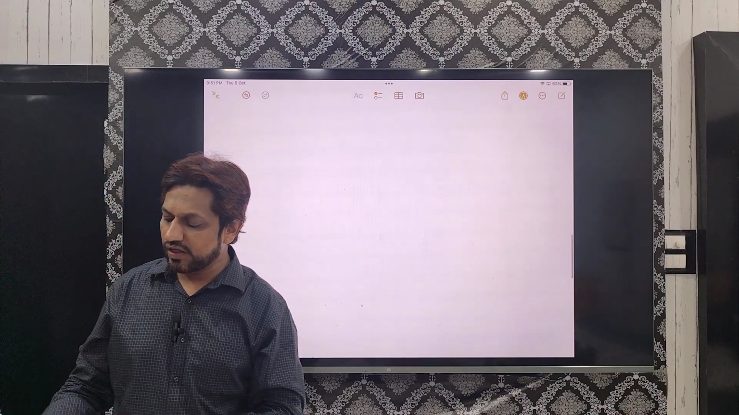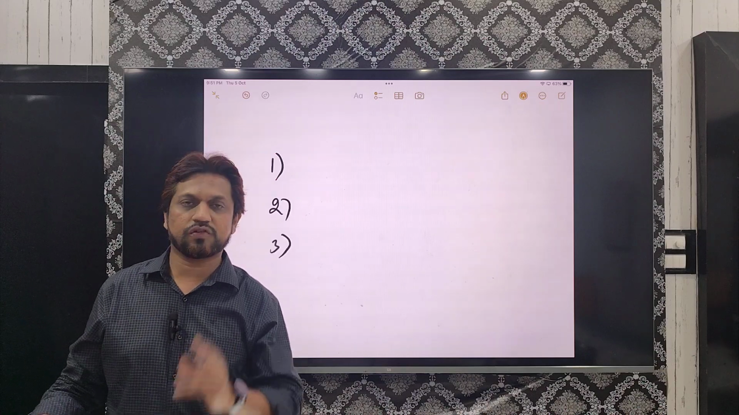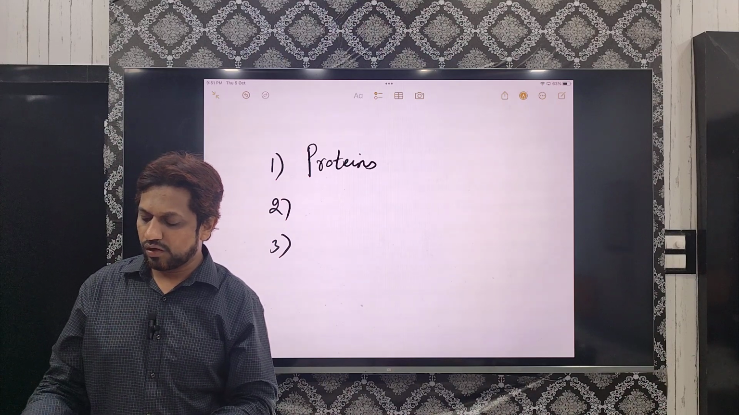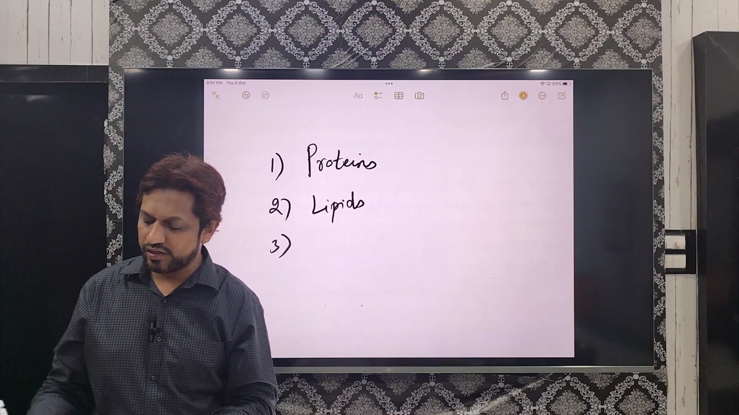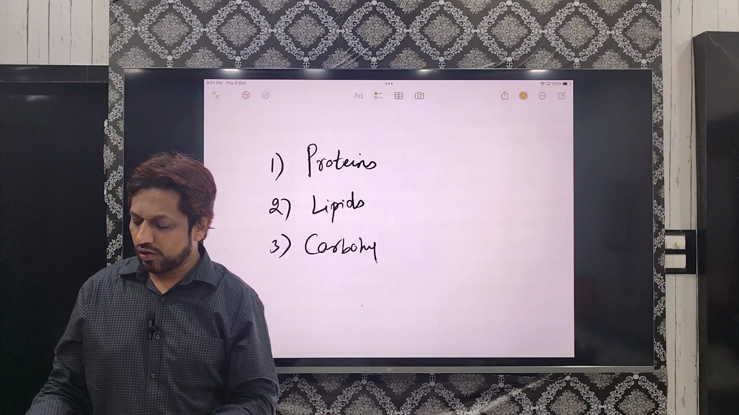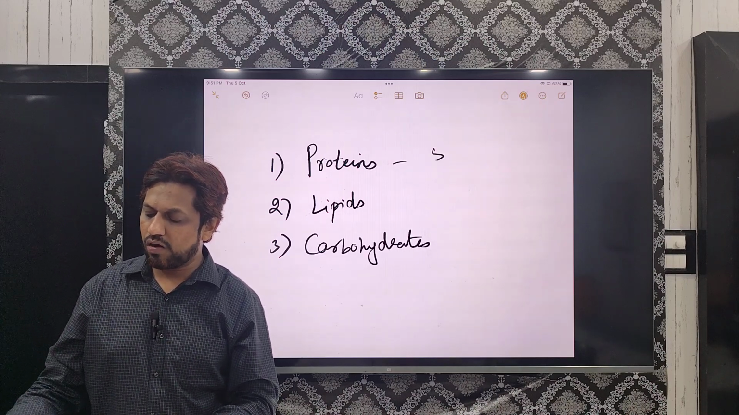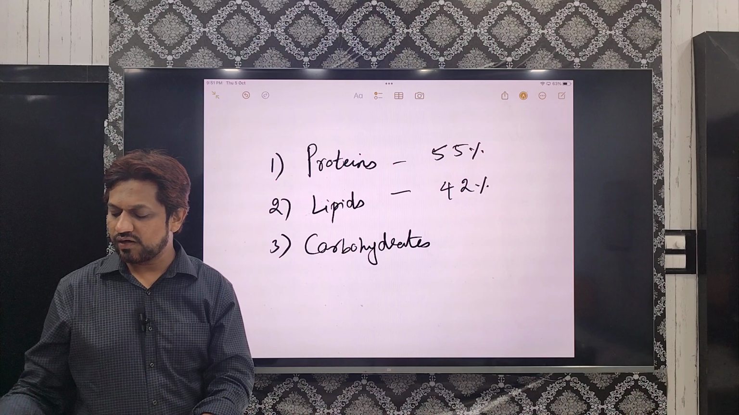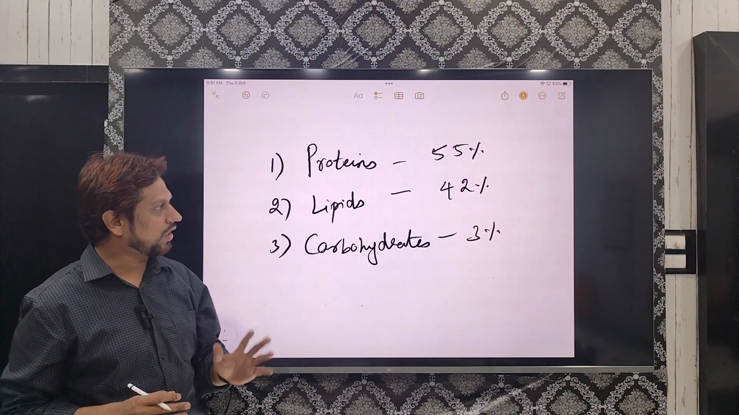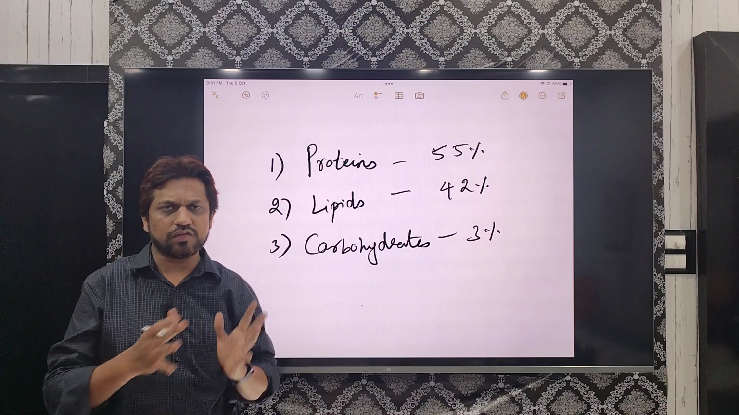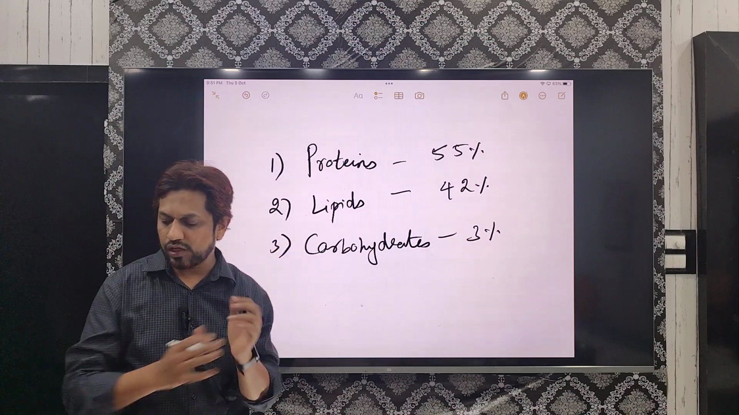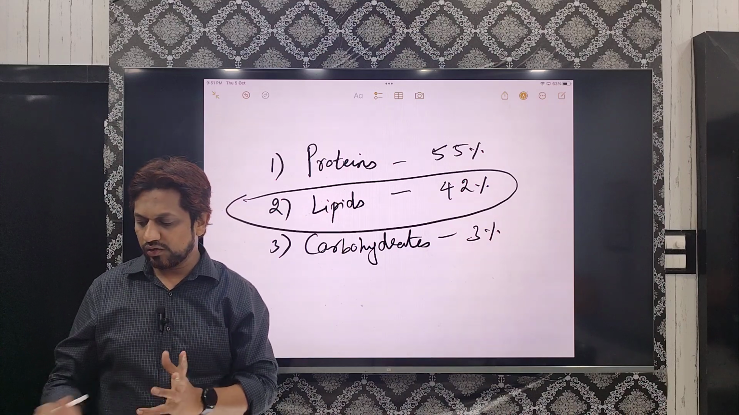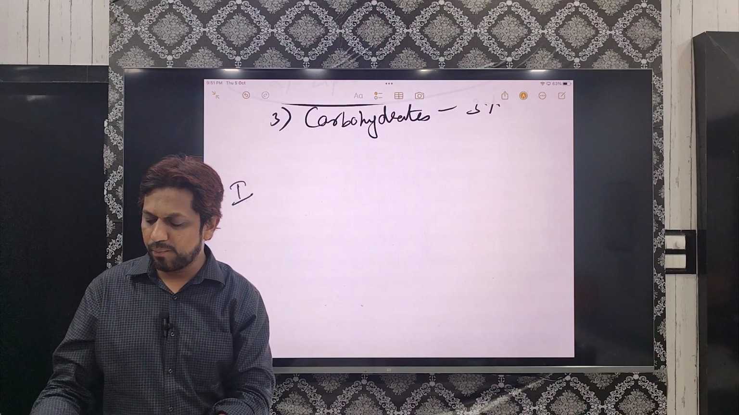The chemical composition of the cell membrane consists of three important constituents: mainly proteins, then lipids, that is the fat content, and carbohydrates. The proteins constitute around 55 percent, lipids around 42 percent, and carbohydrates around 3 percent. However, in different cells this composition varies. This is just an approximate value. Now we'll discuss one by one how these chemical constituents are arranged in the cell membrane, in the fluid mosaic model. First we'll discuss the lipids.